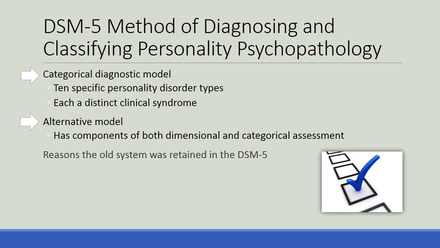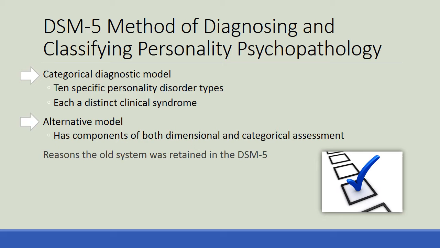The dimensional model would use measures of specific personality traits, such as those in McCrae and Costa's Big Five: openness, conscientiousness, extroversion, agreeableness, and neuroticism, to give a more individualized personality profile. And remember, it's only when traits significantly interfere with functioning that a personality disorder would be diagnosed.